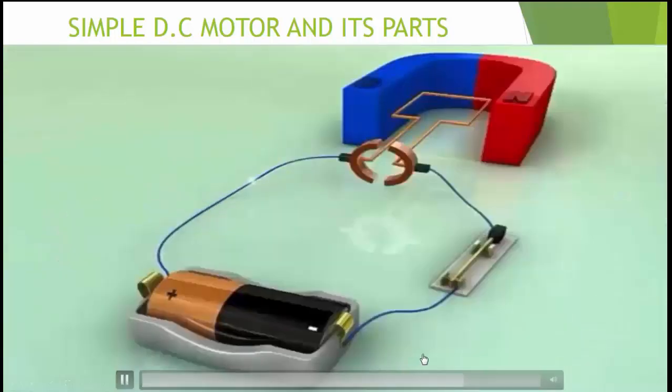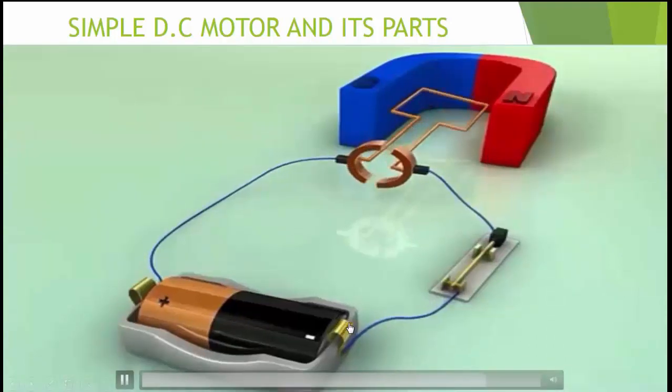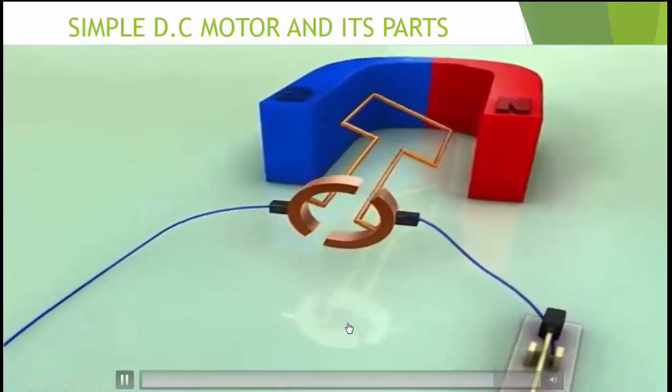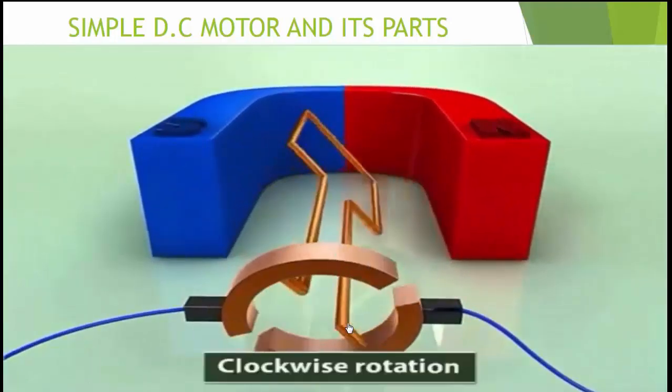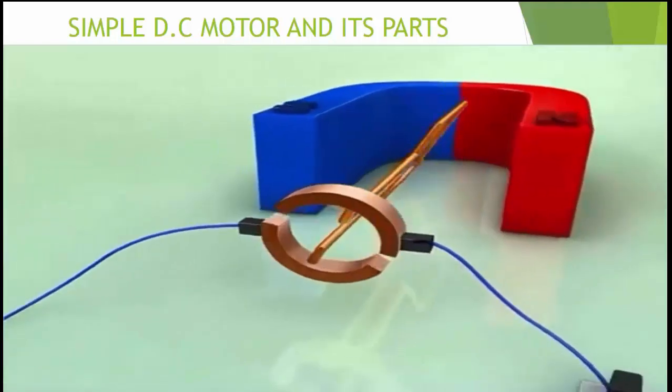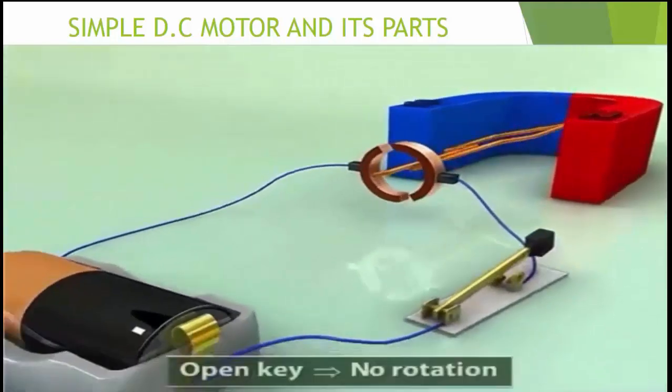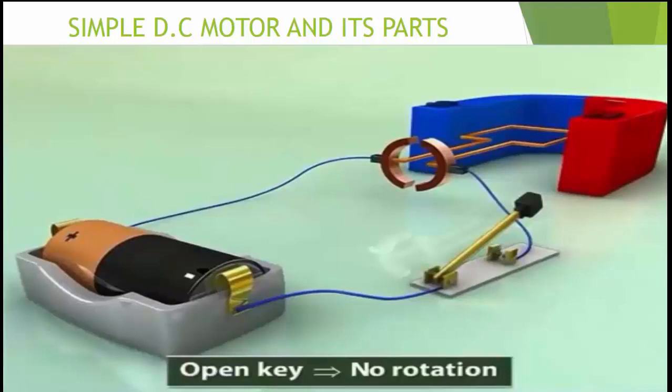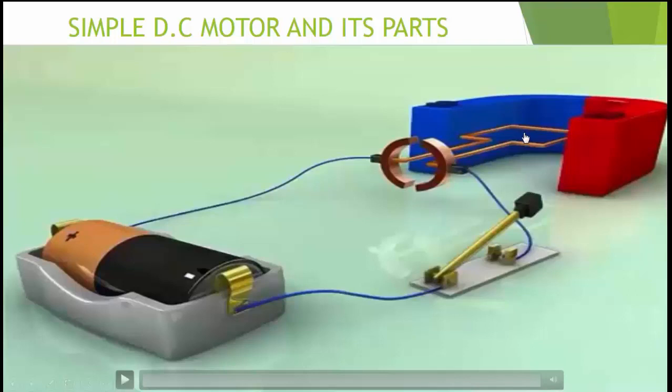So now, how does this work? It works on the principle that whenever electric current is passed through a conductor placed normally in a magnetic field, a force acts on the conductor, as a result of which the conductor begins to move and thus mechanical energy is obtained. Whenever the key is open, no electricity flows, and therefore there is no force and no rotation.